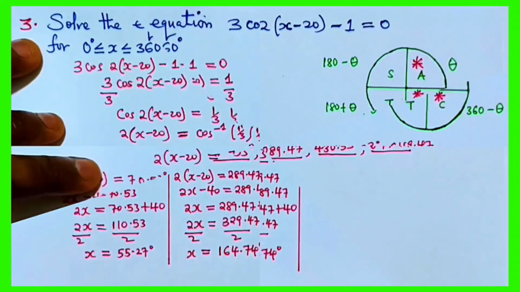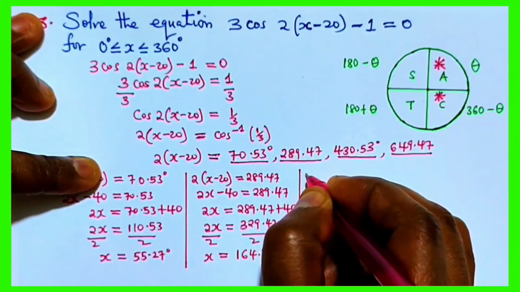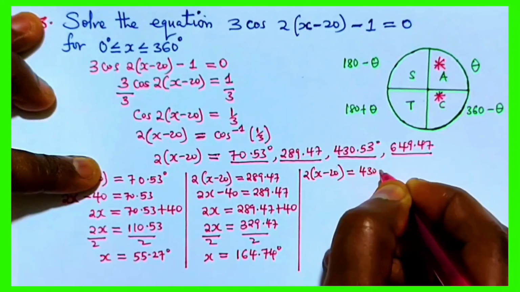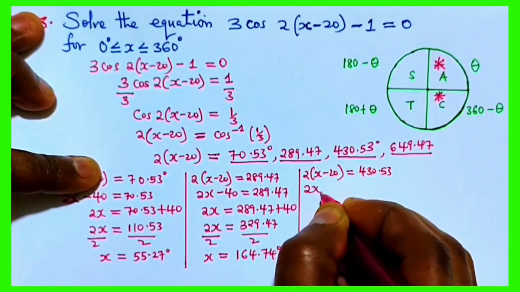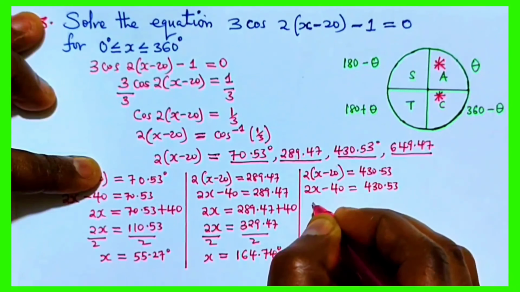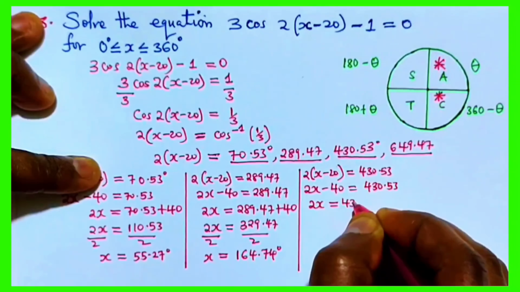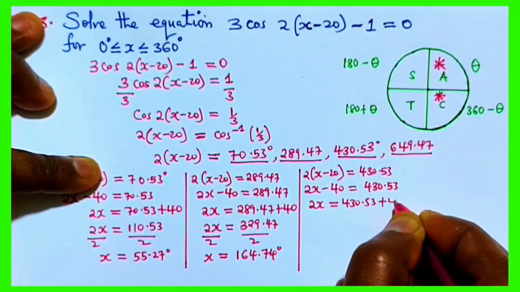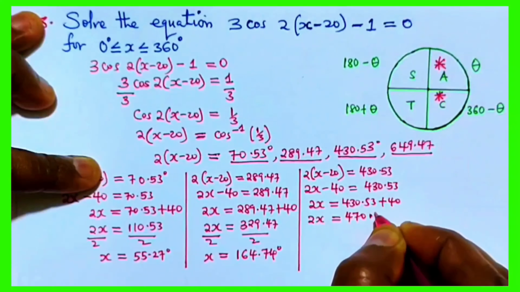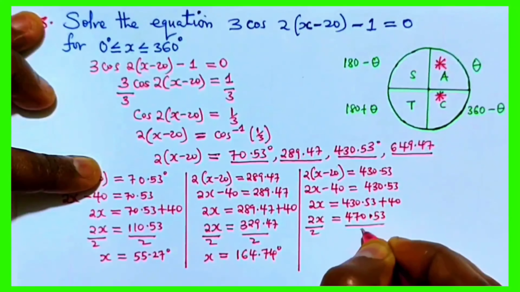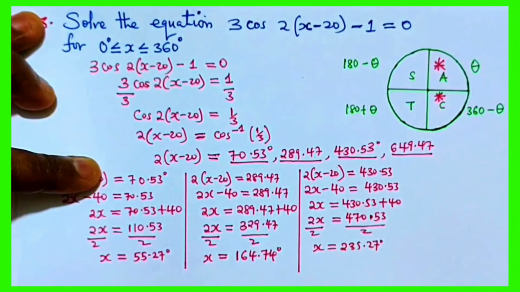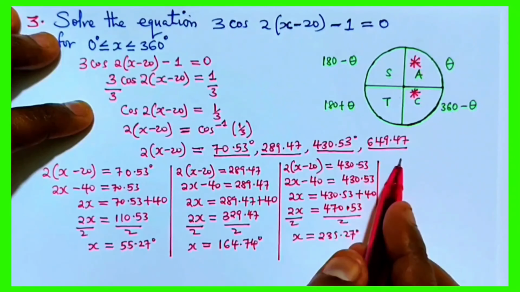For the third angle, we are going to consider 2 into x minus 20 to be equal to 430.53 degrees, and therefore 2x minus 40 will be equal to 430.53, and then 2x will be equal to 430.53, we add 40 degrees, so 2x will be equal to 470.53, and when we divide both sides by 2, we get the value of x to be equal to 235.27 degrees.